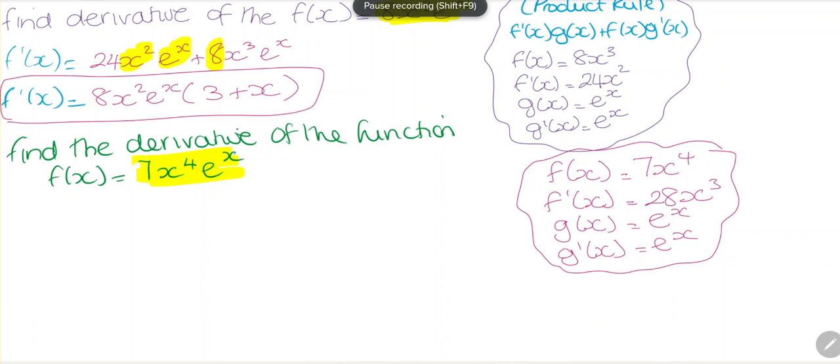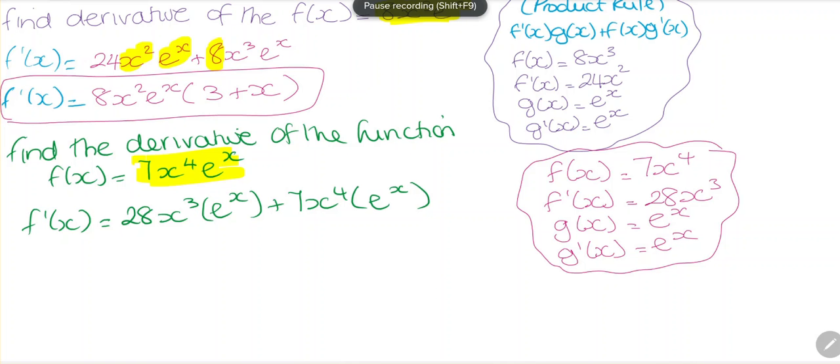So this is our second question. And we're going to substitute in the values. So f prime of x is going to be 28x cubed multiplied by our term, our g of x. So this is going to be e to the x plus our f of x, which is 7x to the 4 multiplied by e to the x. We're looking at what we can factor.